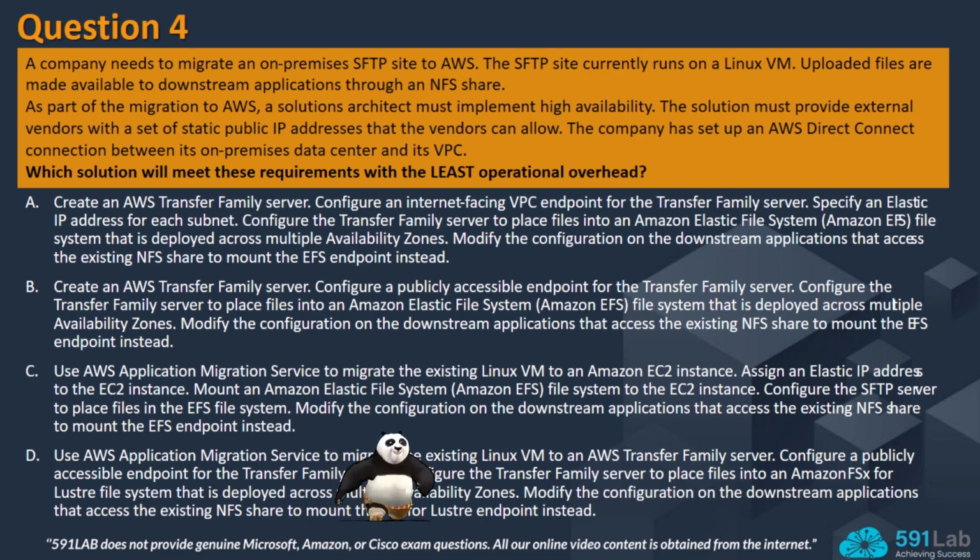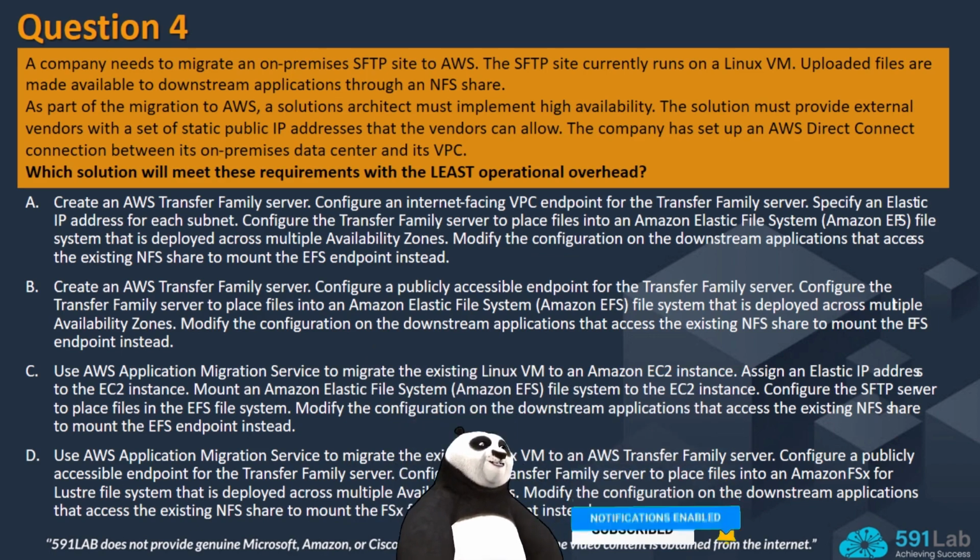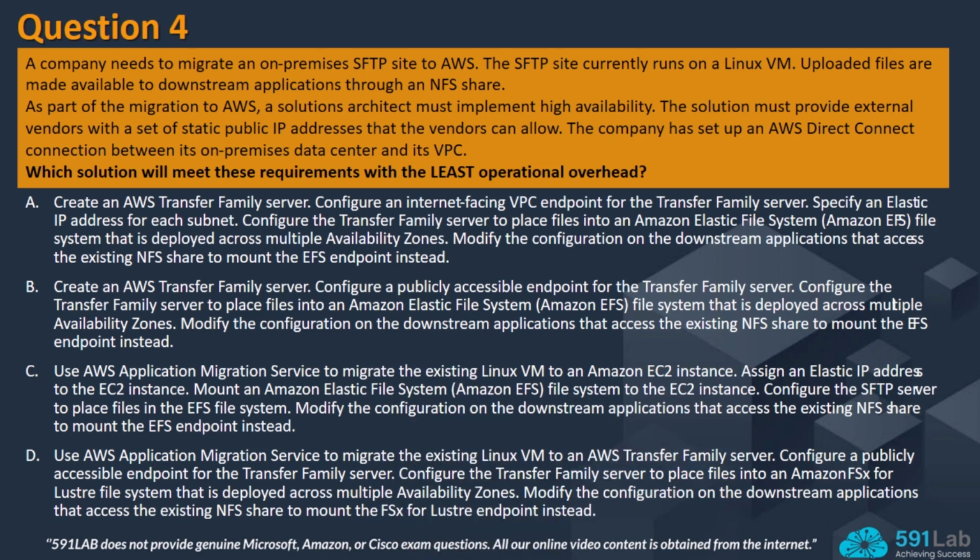AWS Transfer Family provides fully managed SFTP, and creating an internet-facing VPC endpoint reduces the exposure to the public internet. This enhances security and minimizes operational overhead. Assigning an elastic IP address provides a static public IP address that external vendors can allow, ensuring stability. Using EFS for storage allows the solution to be highly available across multiple availability zones, and modifying the downstream application to mount the EFS endpoint instead of the existing NFS share is a straightforward adjustment. This seems to be the correct answer, but first, let's evaluate the other options as well.